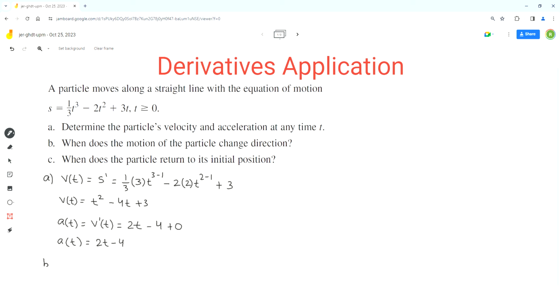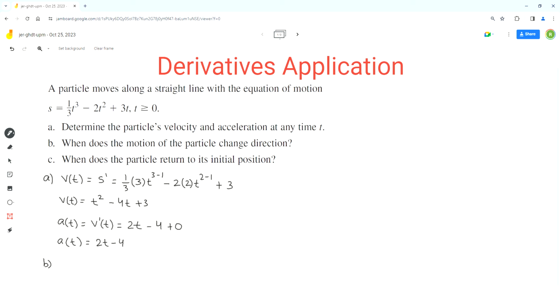So now we can analyze part B. In part B, we have to find when the motion of the particle changes direction. Now the motion of a particle changes direction when the velocity changes from negative to positive or positive to negative. So there's a very important concept you need to understand and memorize. In order for velocity to change direction from positive to negative or negative to positive, the velocity has to become 0, and then the sign of the velocity will change.